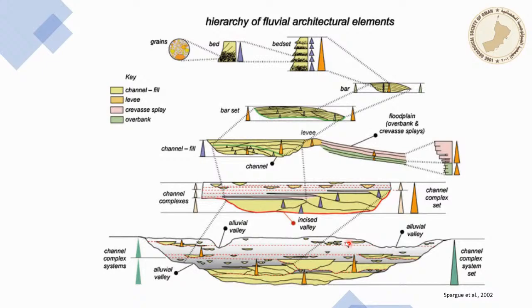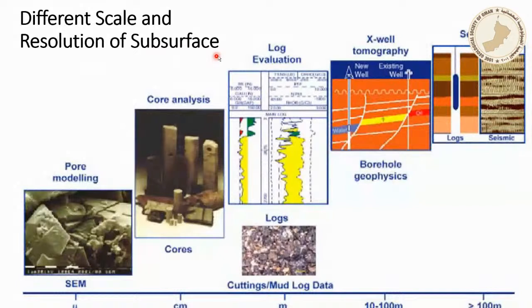So going to the different scales and resolutions of the subsurface data, as I mentioned, there's the seismic scale that can go to more than kilometers. And then you have the well scale, the logs, and this is more of the vertical resolution because it depends on the well and where the logging is happening. It can start from the surface, and normally we start logging where the zone of interest is, where we are expecting to find hydrocarbon.